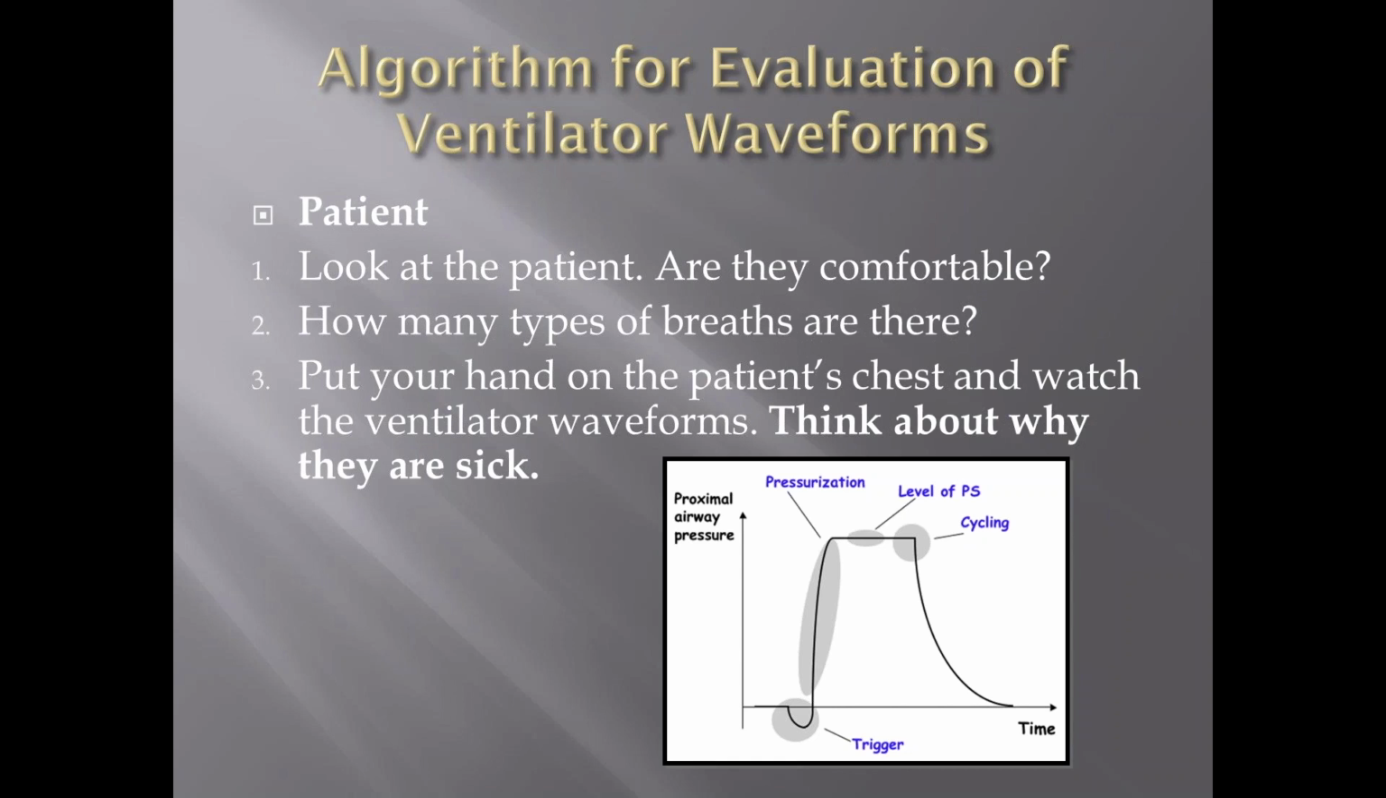And then this is the most important part, I think, which is putting your hand on the patient's chest and then watching the waveforms, because you'll be able to gauge their effort. Sometimes you can tell what's going on just by looking at the vent, but a lot of times feeling the patient's chest while you're looking at the ventilator can be really helpful, because you'll be able to see if they're making an effort that's not generating a breath, or if they're double triggering. It'll be immediately apparent when you put your hand on the chest and watch the waveforms at the same time.